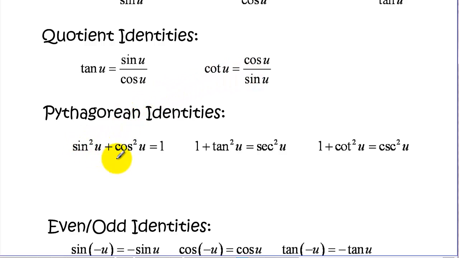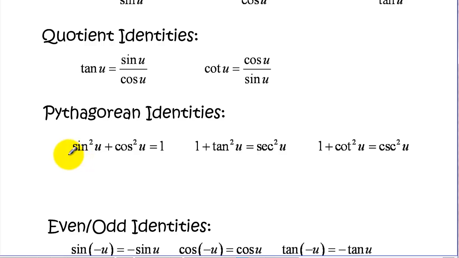We also have a Pythagorean identity, which you'll be working on in an activity in class to show that this is true. But one of the most well-known and common identities is this Pythagorean identity. If we take the square of the sine and the square of the cosine of a particular angle and add those together, that always equals 1.